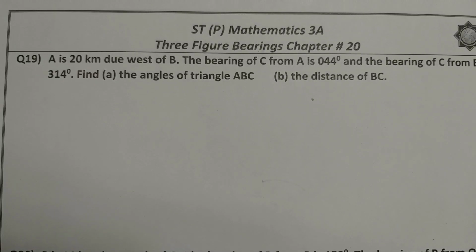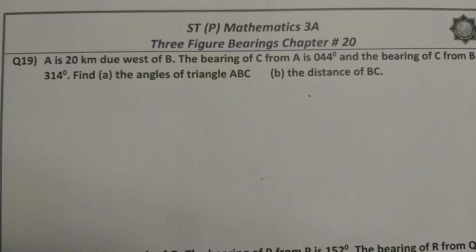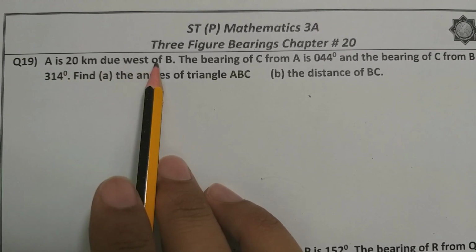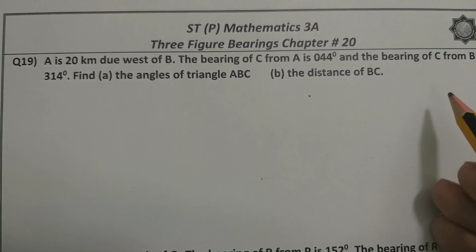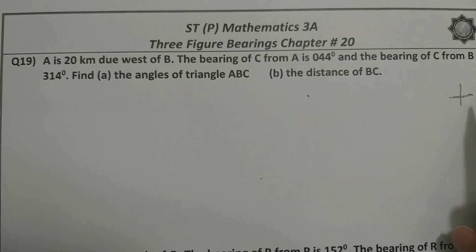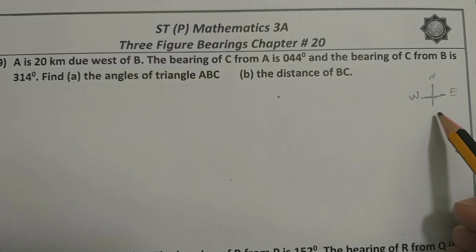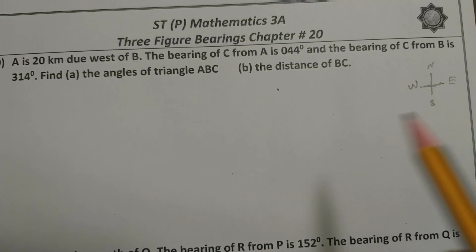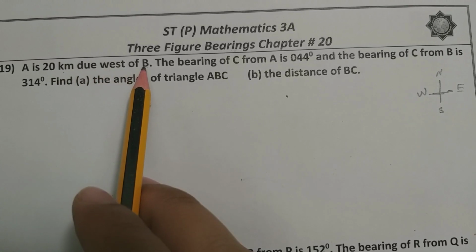In this video we have more examples about bearings. A is 20 km due west of B. So first of all you should understand the compass again. We know that the compass is, this is north, this is east, this is west, this is south. Now as given in the question, A is 20 km due west of B.